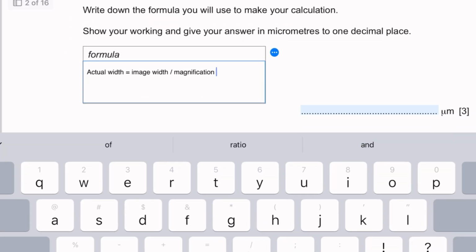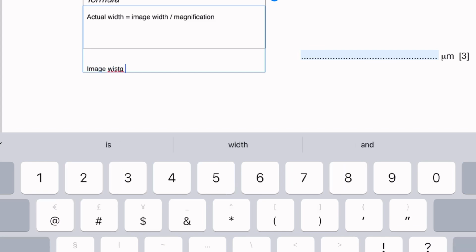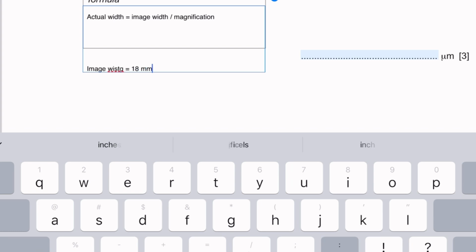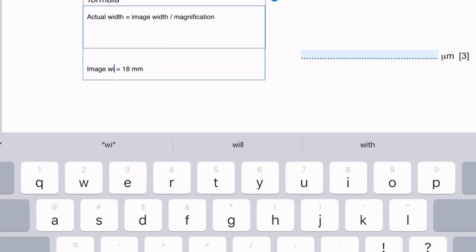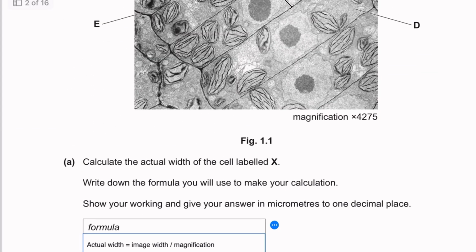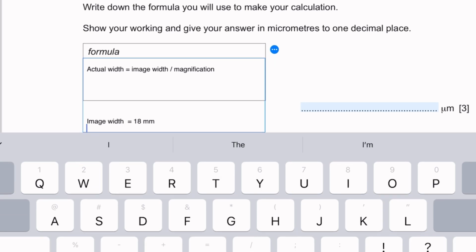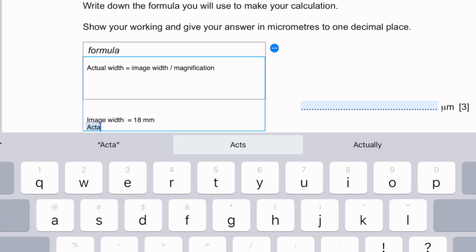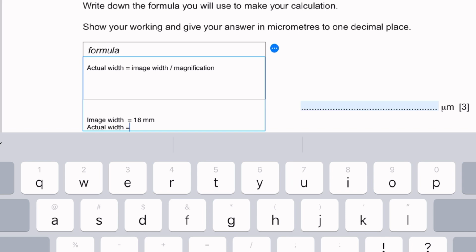Now what I'm going to do is I'm just going to go here and show you guys how it's done. So basically I have 18 millimeters, so let's write this down. Image width equals 18 millimeters, and I already have the magnification given to me at the bottom of the picture, so let's go ahead and look at that. So you have 4,275. So what you want to do to calculate actual width is to divide 18 by 4,275. No, actually, that doesn't make sense really, and the answer should be in micrometers.